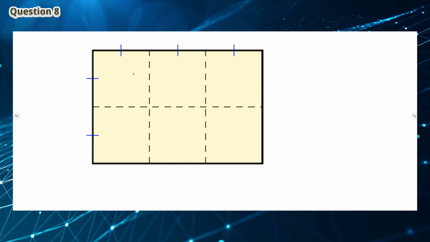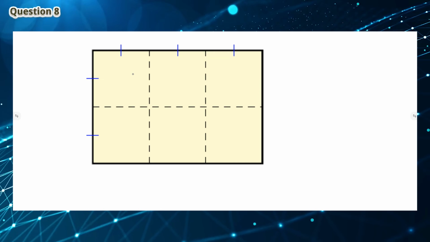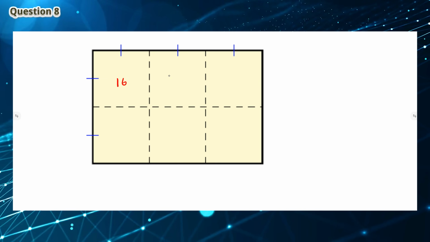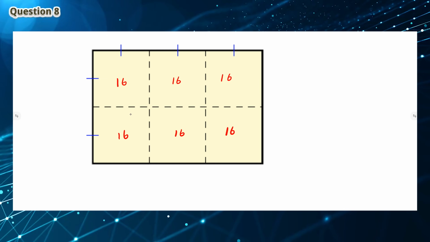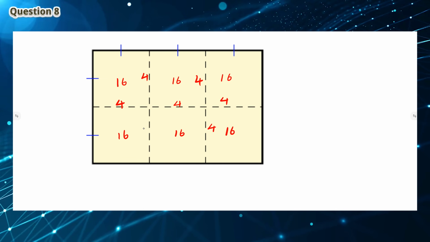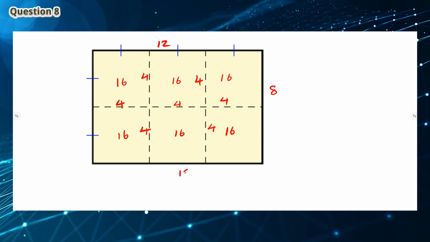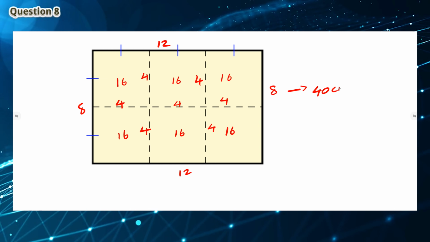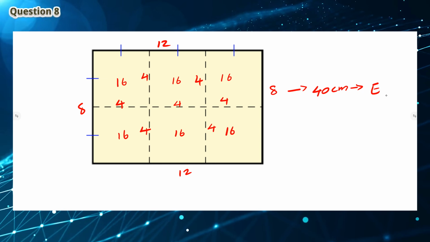Since the figure is divided into 6 equal squares, and each has an area of 16 centimeters squared, and a side length of 4 centimeters, the perimeter of the rectangle is 10 of these sides, which gives 40 centimeters, and so the answer is E.